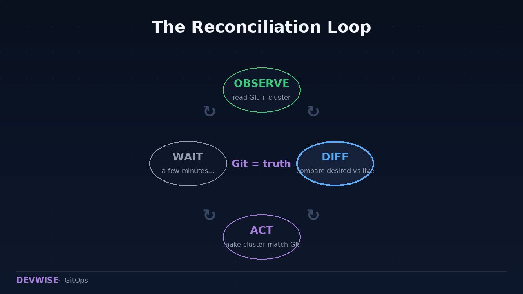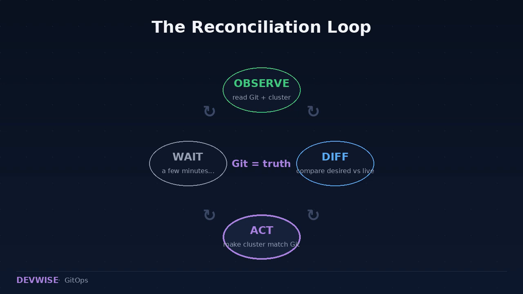That's it. A patient, endless cycle of: does reality match the blueprint? If not, fix it. The states you'll live with come straight from this loop. In sync means live matches Git, the calm, green, steady state. Out of sync means they've diverged. Maybe you just committed a new version and the agent hasn't caught up, or maybe someone made a manual change.